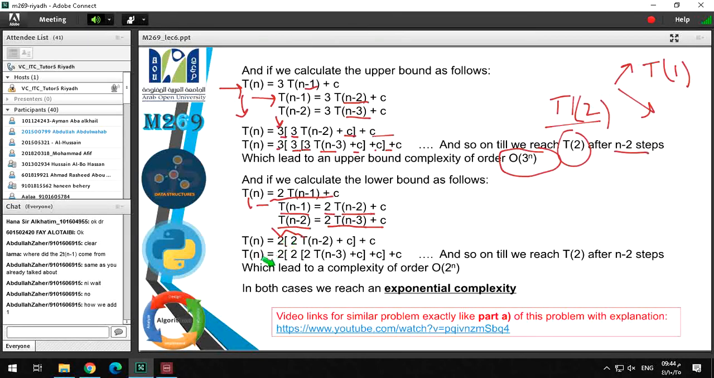And then we have this function, which, after reaching T2, is going to have a complexity of 2 to the power n instead of 3 to the power n. So the complexity is always exponential. Either it is 2 to the power n or 3 to the power n at maximum. Maximum is 3 to the power n, and minimum is 2 to the power n.